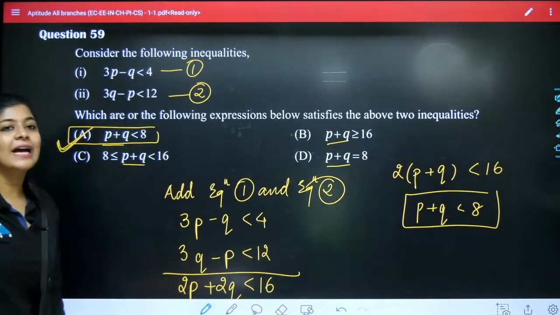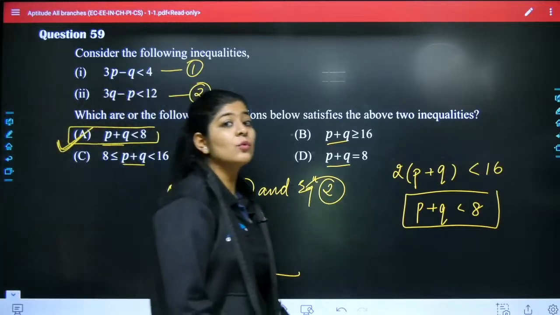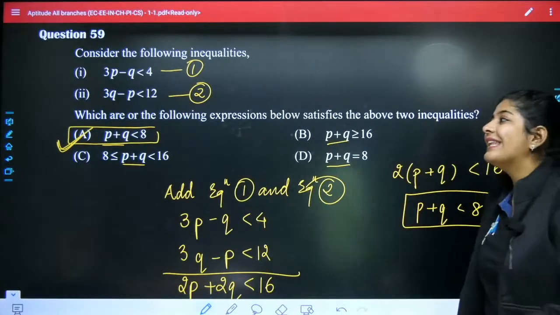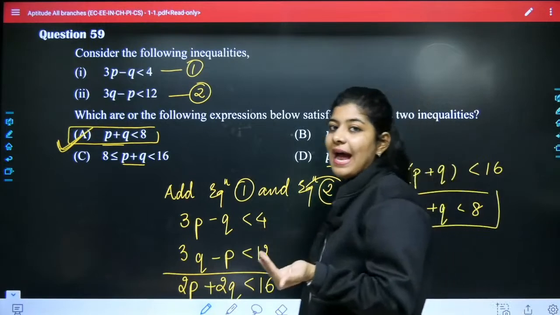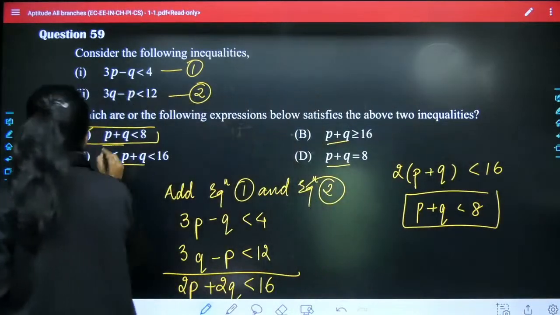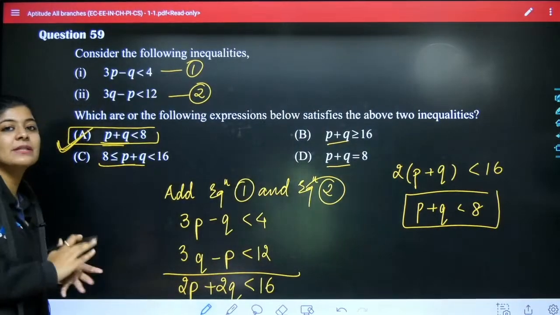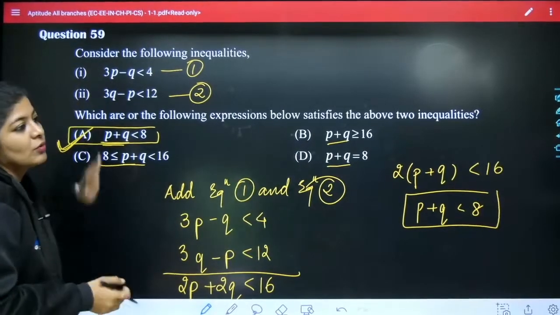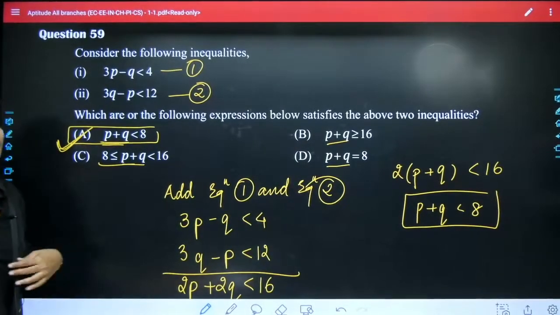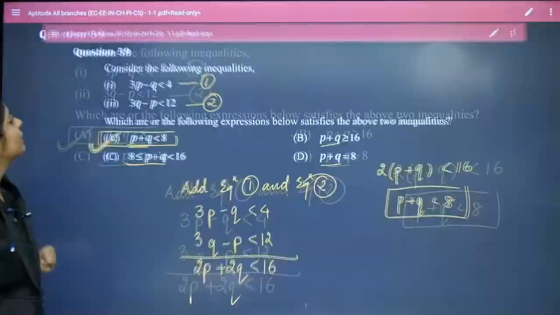So whenever we have 2 inequalities in which we have 2 different variables, we either add or subtract these equations. Here we have all the options in P plus Q. That means we need to add these both equations, right? Okay, now let's move to the next question which we have.